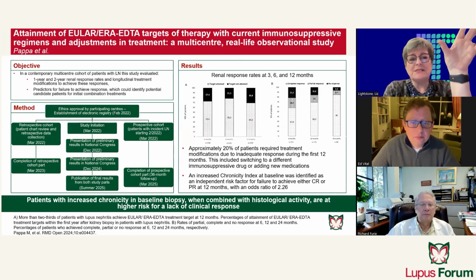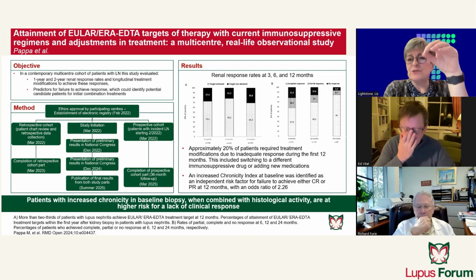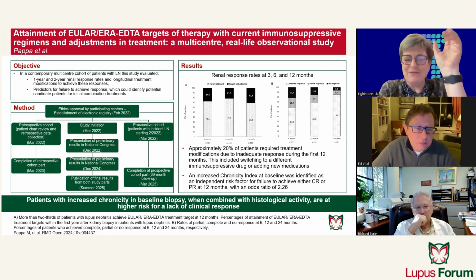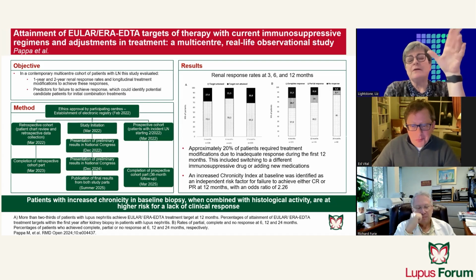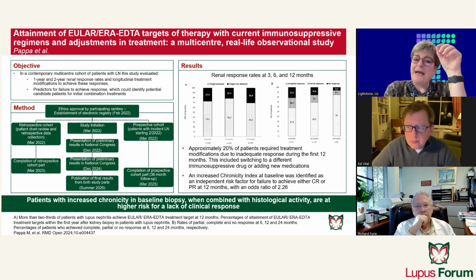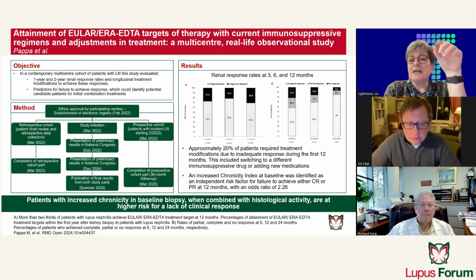And they did something quite interesting because they divided their cohorts. They did a retrospective element and a prospective element, from 2022 looking backwards and from 2022 looking forwards to 2025. So a sort of modern era look at outcomes, and they define their responses. So EULAR, ERA, I'll just call them the EULAR guidelines for brevity, but they talk about achieving a 25% reduction in proteinuria at 3 months, a 50% reduction in proteinuria at 6 months, and a complete response of less than 0.5 grams at a year.